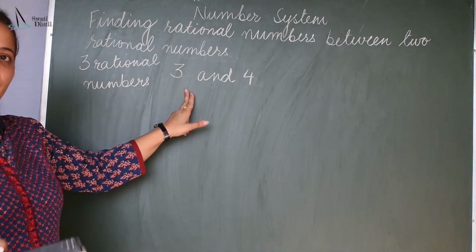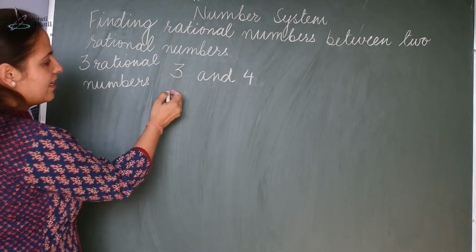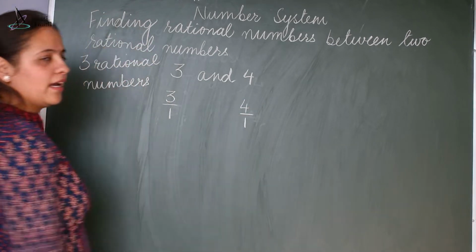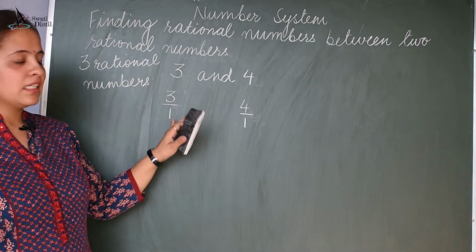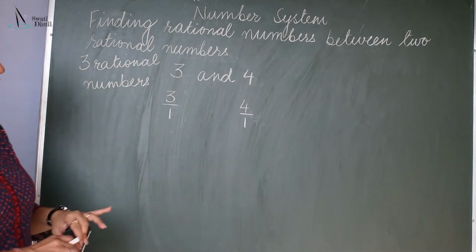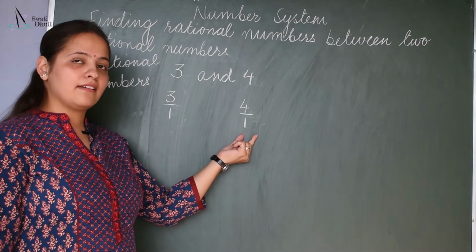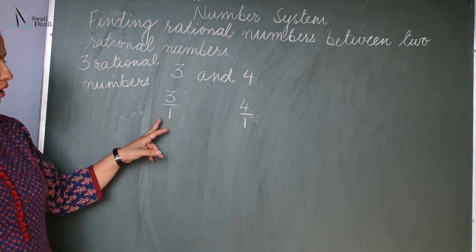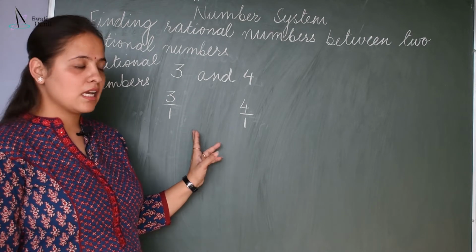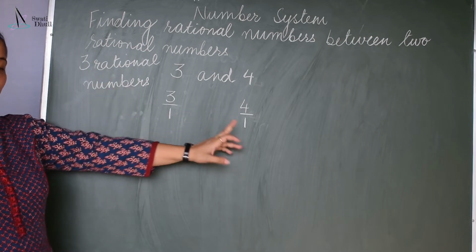As you all know, a rational number is in the form of p by q. So here I can write 3 as 3 by 1 and 4 as 4 by 1. Now I need to find three rational numbers between 3 by 1 and 4 by 1. First of all, you have to see that your denominator must be the same. Here the denominator is 1, so it is the same in both cases.